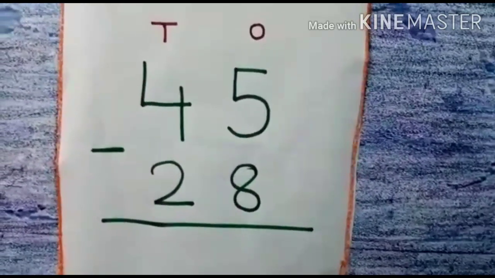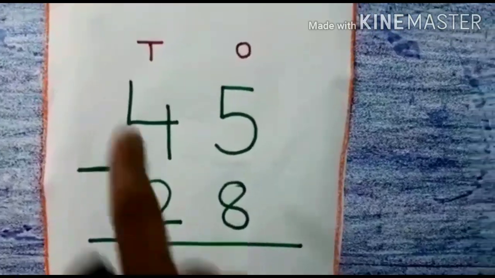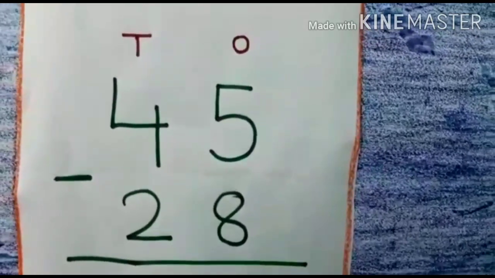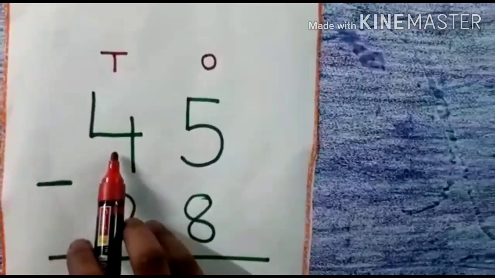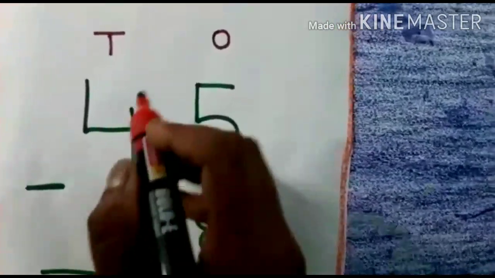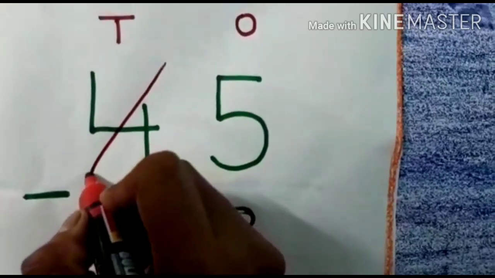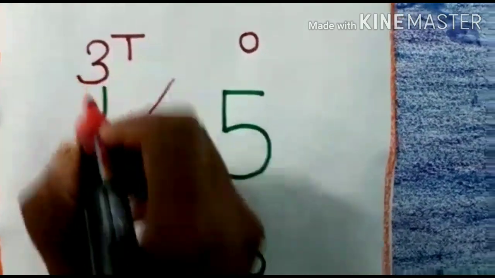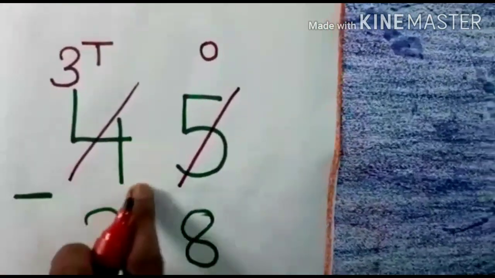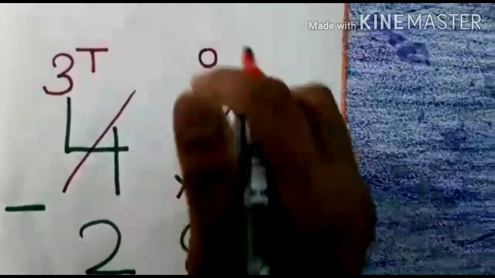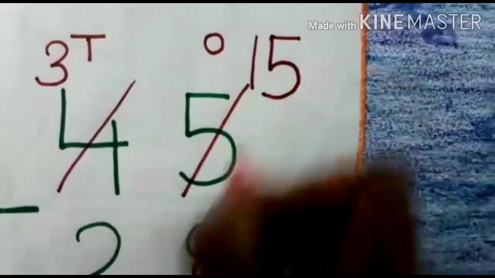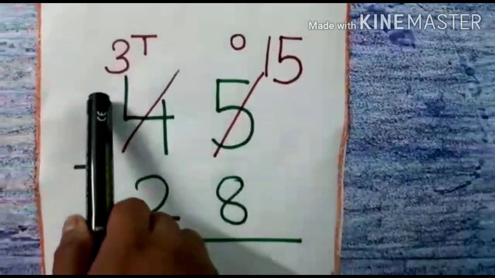For that, what do we have to do? As in the previous sum I have shown, you have to borrow from the tens digit number. And here I have 4 tens. From 4 tens, if I borrow 1 ten, this will become 3, and 5 will become, as I have taken 1 ten, so 1 ten means 10 plus 5, 15. So I think it is clear, children, how you got here 15 and here 3.